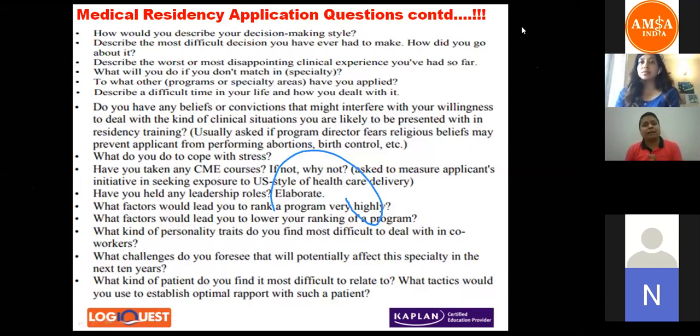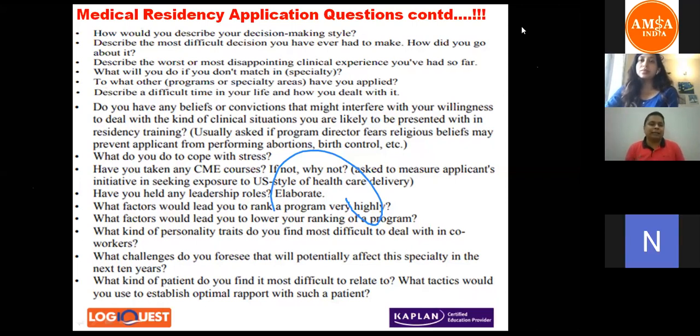So that is the continuing medical education courses. That's a concept in the US. If not, why not? This is asked to measure the applicant's initiative in seeking exposure to the US style of healthcare and delivery. So what US doctors do is they are continuously doing some kind of medical education officially in some hospital or in an educational institution to keep themselves updated and abreast. Not like us, where a doctor who passed out in 1986 is still practicing without any updating. But in the US, that doesn't happen. So they keep on updating themselves. So that is a part of the US style. Are you adapted to it is what they're trying to understand.